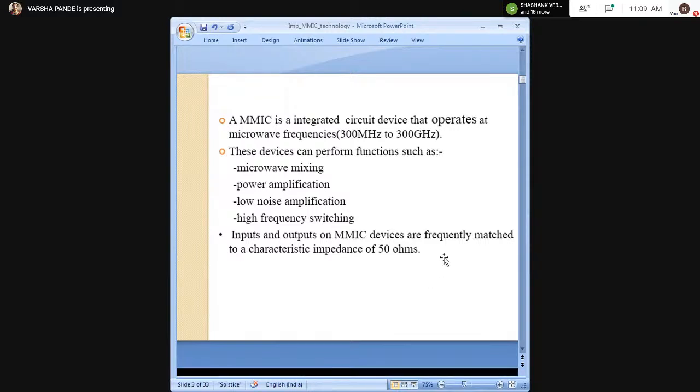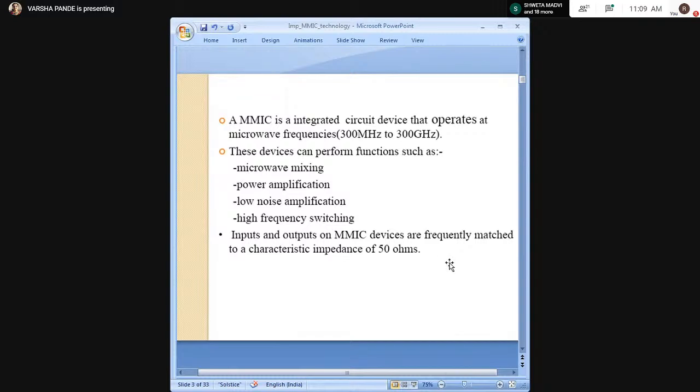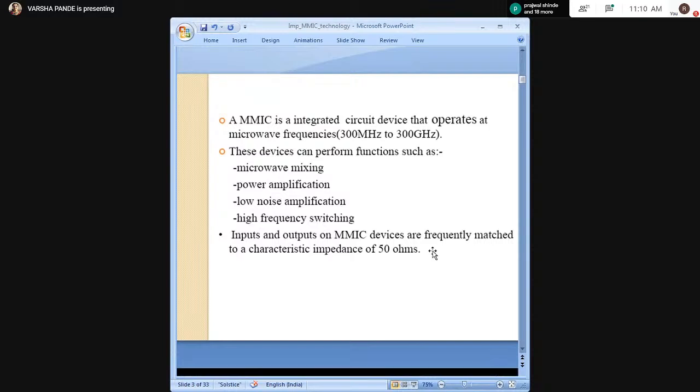Now inputs and outputs of mimic devices are frequently matched to a characteristic impedance of 50 ohm. What does that mean? In microwave communication systems, we require transmitting and receiving antennas, and the output of the transmitter and receiver should be connected to the antenna with proper impedance matching. That impedance matching is designed for 50 ohm. All these mimic ICs are designed for 50 ohm characteristic impedance.